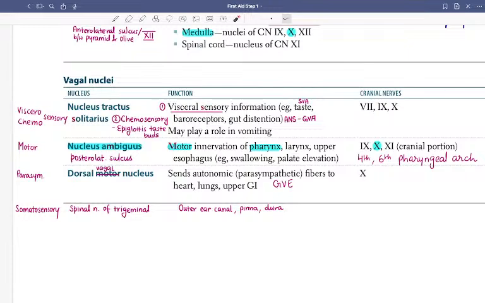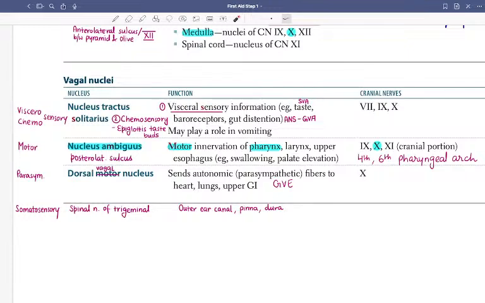So for motor innervation, we have nine, ten, eleven, everything from the posterolateral sulcus, and then you coordinate the swallowing and all of that. That is nucleus ambiguus. For these, even if you don't do the picturized images, that is fine.